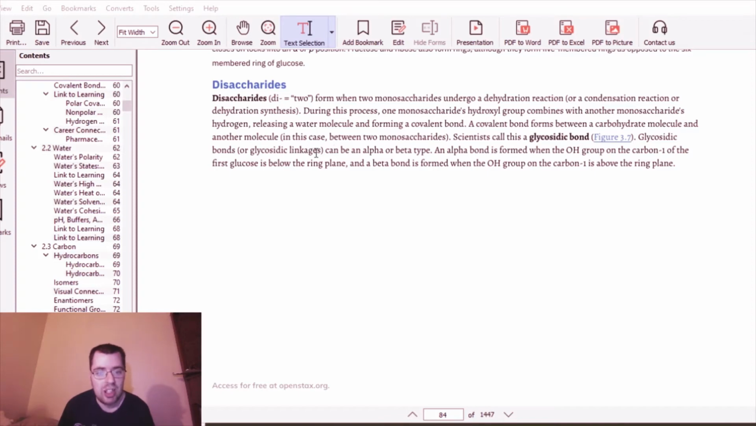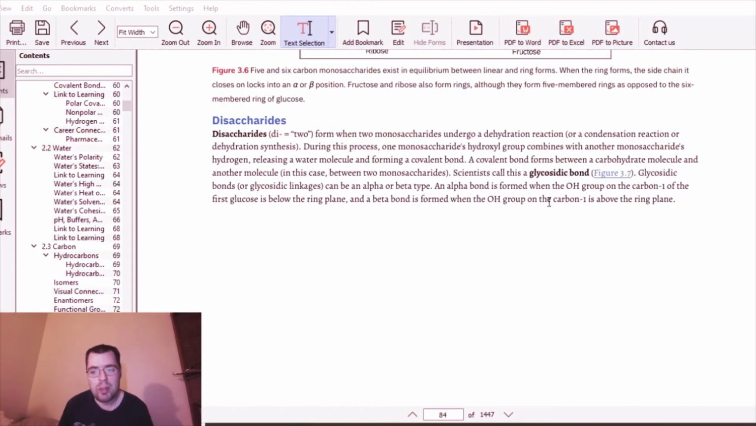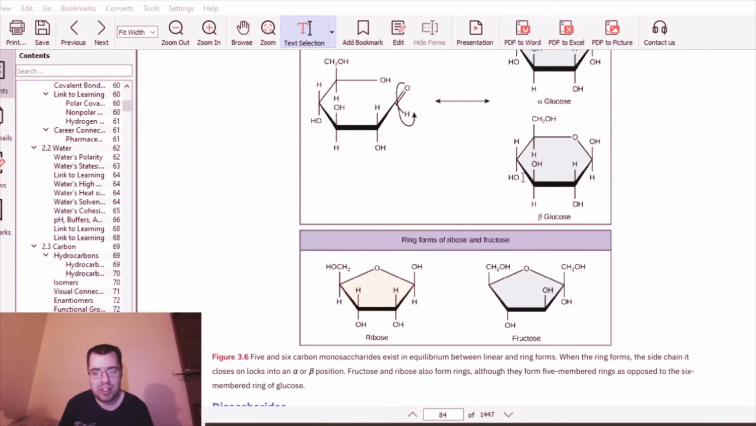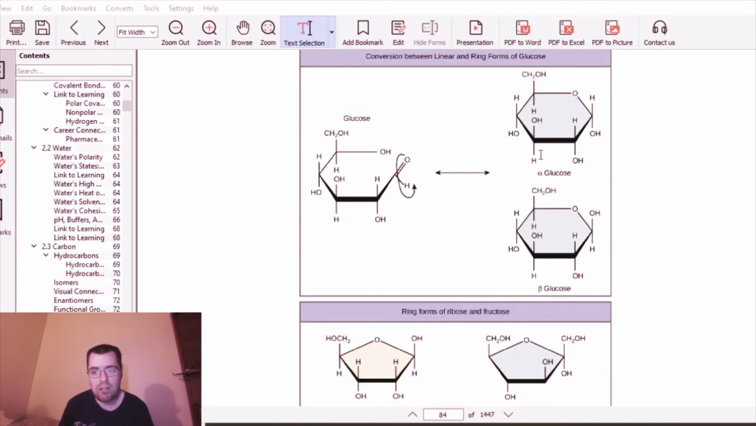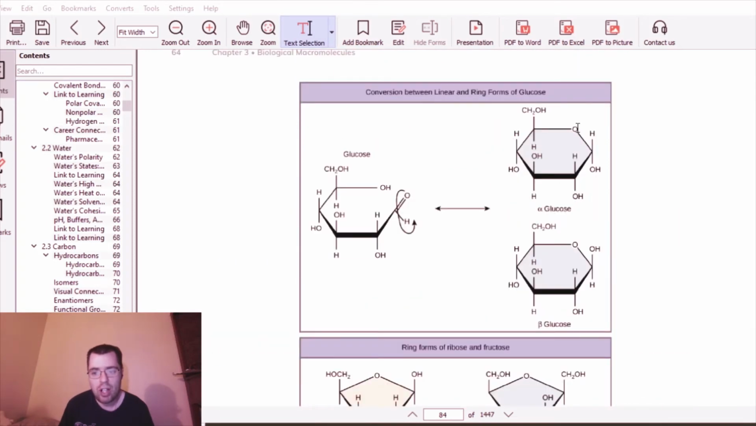Glycosidic bonds can be alpha or beta type, just like what we discussed earlier. An alpha bond is formed when the OH group on the carbon 1 of the first glucose is below the ring plane. The beta is formed when the OH group is above the ring plane, like we see right here. Alpha, the OH, is below the ring plane. See it right here? And then the OH here, this in beta, is above. See it? Alright.